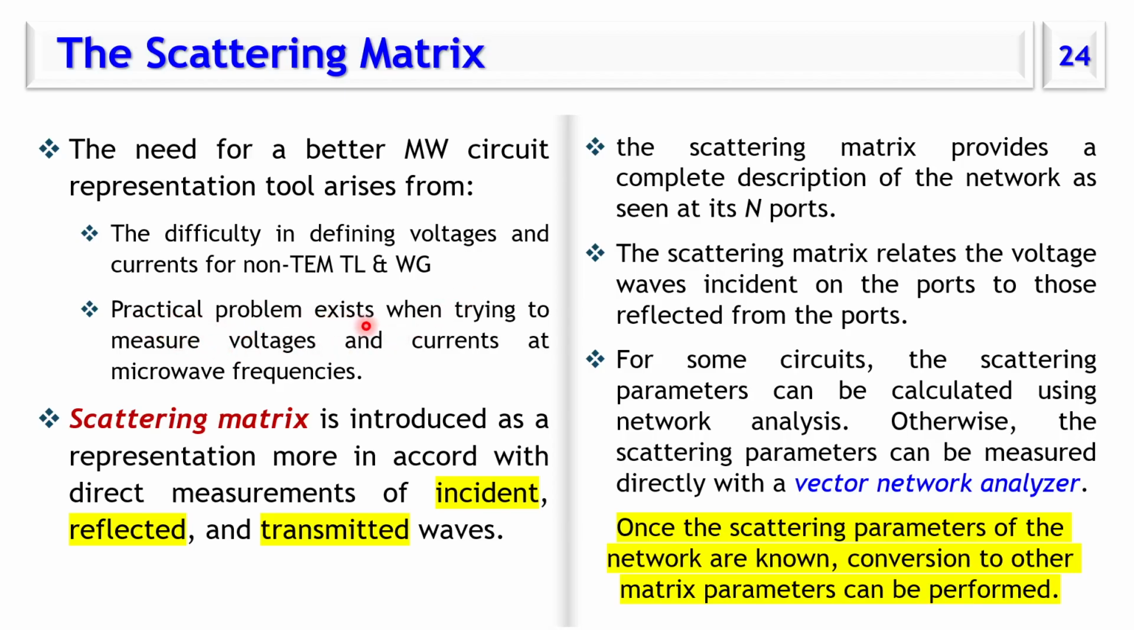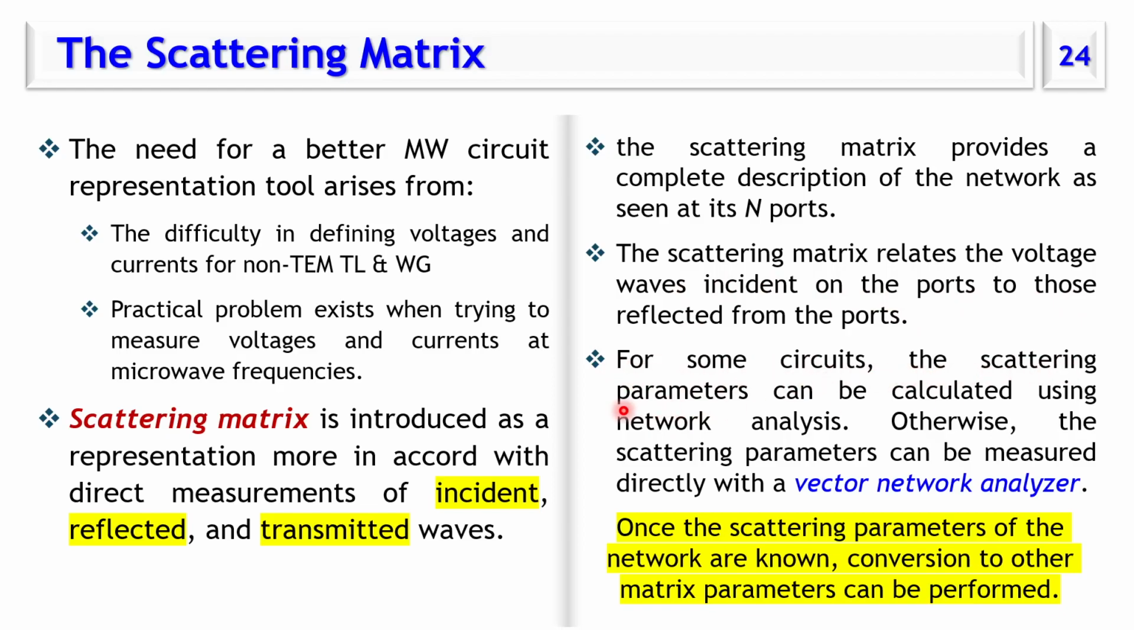Also, practical problems exist when trying to measure voltage and current at higher frequency, and because of that, the scattering matrix is introduced. The scattering matrix relates the incident, reflected, and transmitted waves. The scattering matrix provides a more complete description of the network as seen at its end ports. It relates the voltage waves incident on the ports to those reflected from the ports.